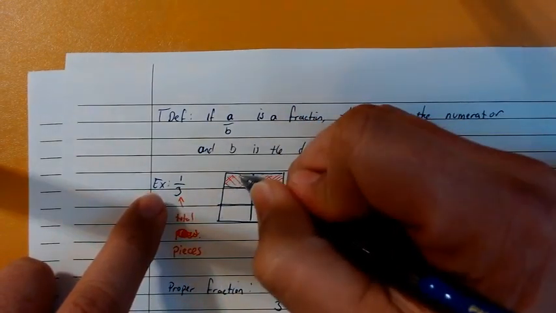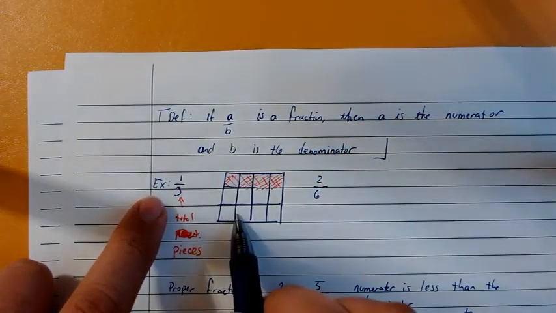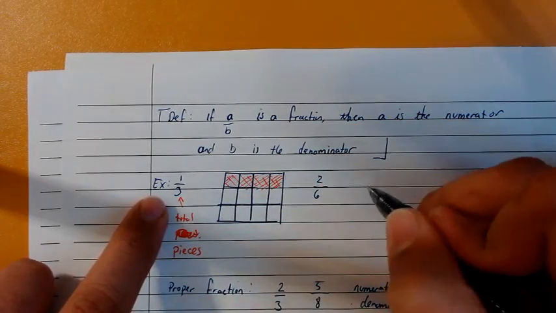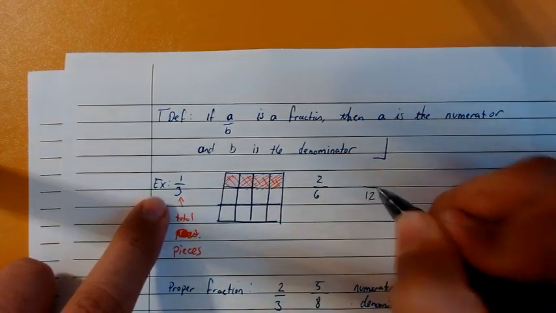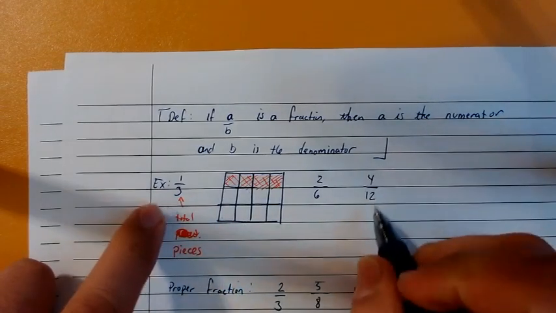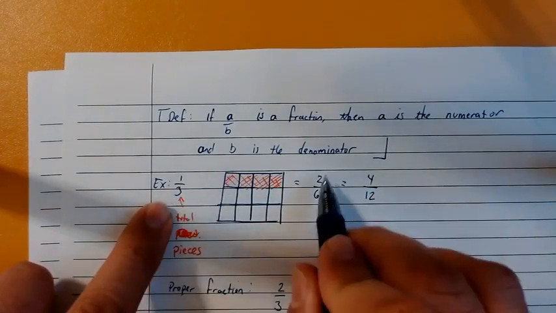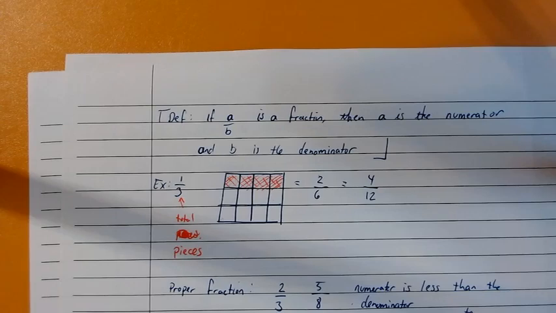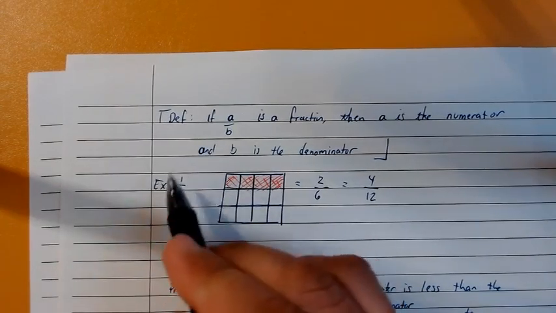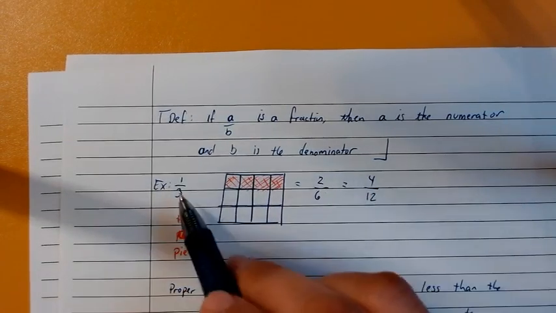If I split this even further, now I've split it into 1, 2, 3, 4, 5, 6, 7, 8, 9, 10, 11, 12 pieces. And out of those 12, 1, 2, 3, 4 are shaded. And again, even though I have different numbers, all of these mean the same thing. 1/3, 2/6, and 4/12 are all the same amount. But this one uses the simplest numbers to write that expression. All 3 of these mean the same.